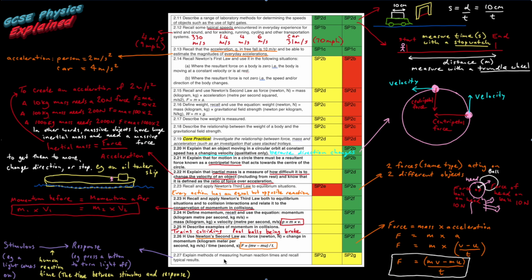You need to be able to explain methods of measuring human reaction times and recall typical results. It'll only be worth 1 mark, so I've probably gone over the top here. But basically, you would have a stimulus such as a light coming on, and then the person would need to press a button to turn the light off. That would be the human's response. So the human reaction time is the time between the stimulus and the response. In other words, it's the time between the light coming on and the person smacking the button to turn it off.